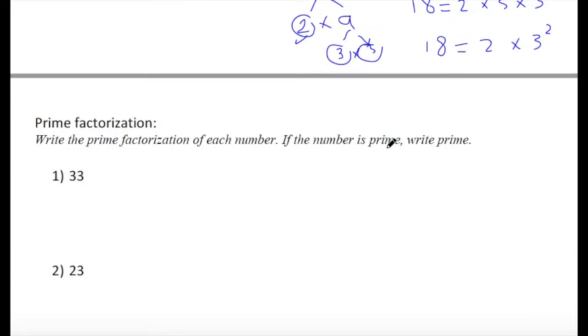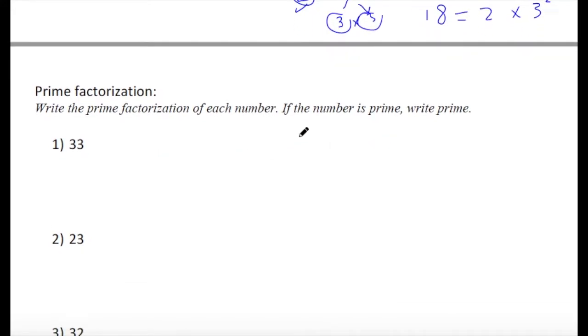For example, write the prime factorization of each number. If the number is prime, write prime. 33. To know if the number is prime or not, you have to check. Divide by 2, 3, 5, and 7. Almost always, if it's not divisible by all of these numbers, it will be prime. But sometimes it can be divisible by 11 or 13.